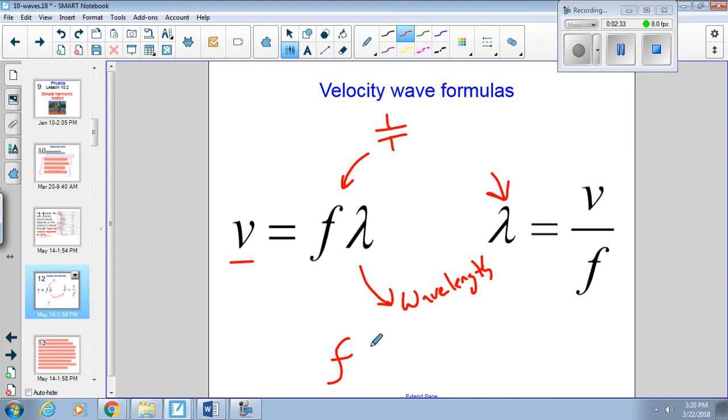Anyway, frequency should equal the speed divided by the wavelength. So those are your three variations of the same formula.